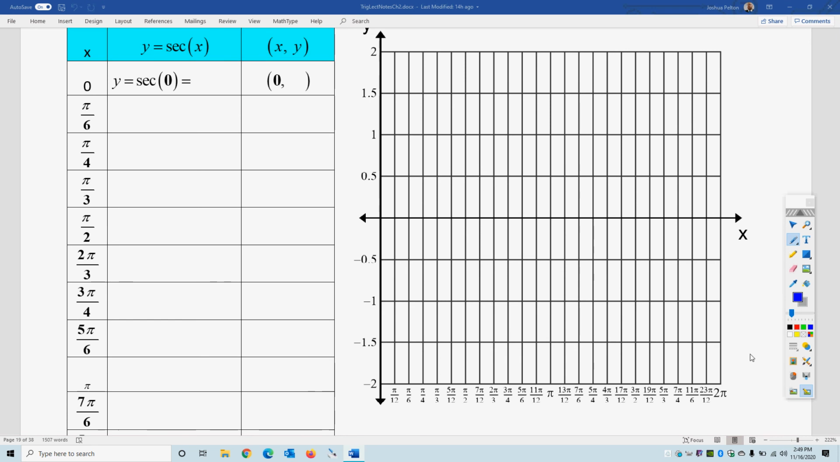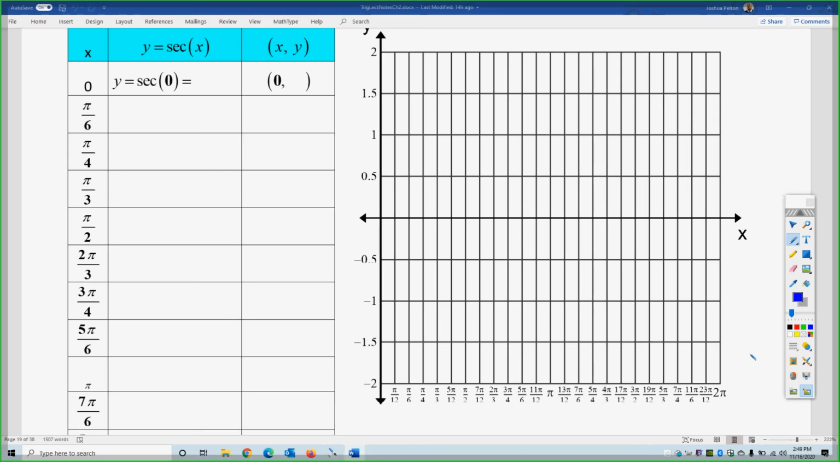Okay, so as we found in the table, every half pi, we have an asymptote. So pi over 2, we've got an asymptote, and at 3 pi over 2, we had an asymptote. There are more than that if you keep going either direction, but for the sake of just graphing 2 pi, we'll stop there.